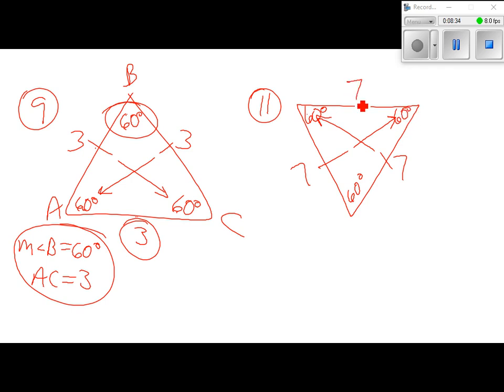7. What did they ask us for? Measure of angle Y and segment WY. I think that was segment WY, wasn't it? And angle Y was that top right one, this one. Other questions?